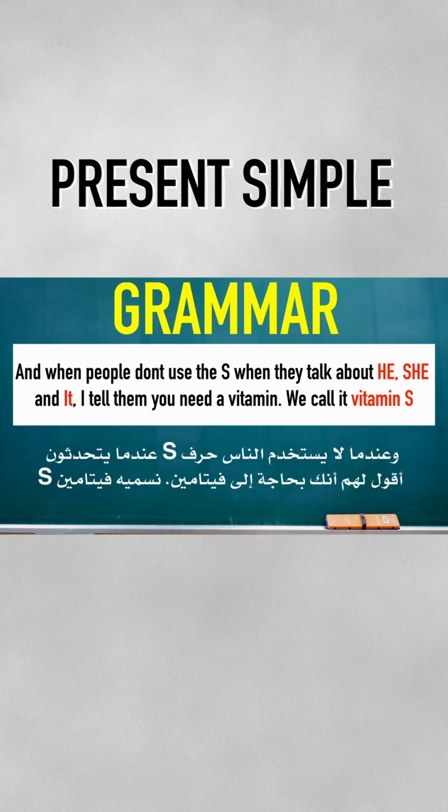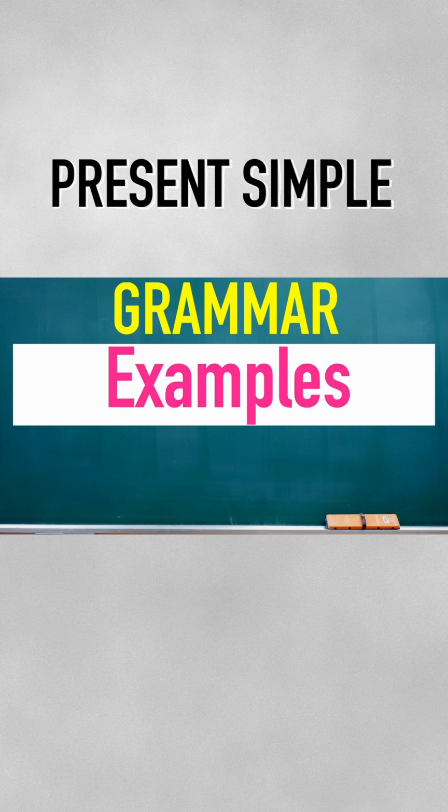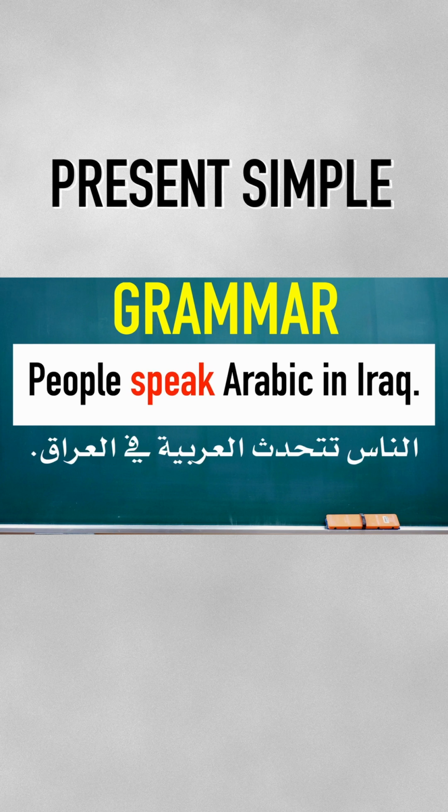And when people don't use the S when they talk about he and she and it, I tell them you need a vitamin. We call it vitamin S. Let's take examples here. People speak Arabic in Iraq.